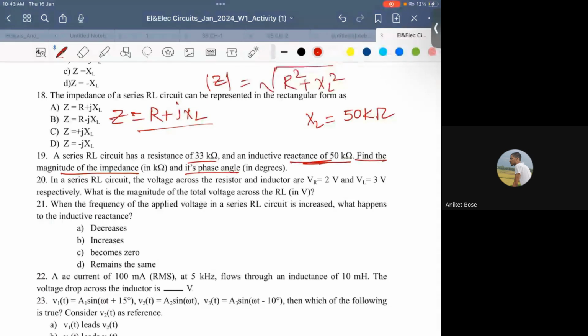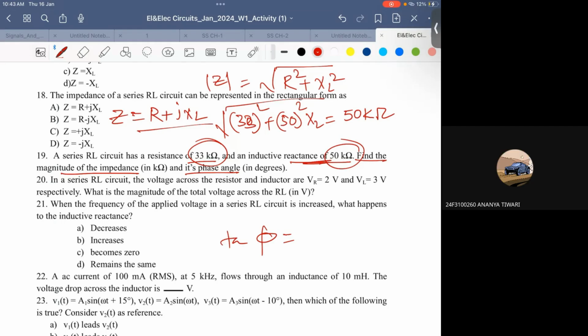So R has been given to you as 33 and this is 50, and the unit is kilo ohm, so no problem, you can directly do it like this: 33k whole square plus 50k whole square, under root. And how will you calculate the phase? Phase, how do you calculate? Tan theta is equal to XL by R. So you can calculate it as tan inverse XL by R. I hope there's no problem in that.